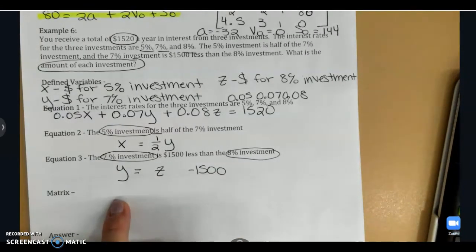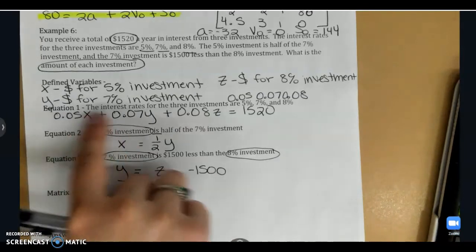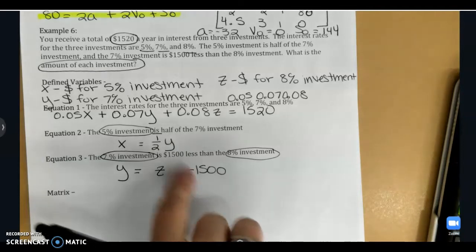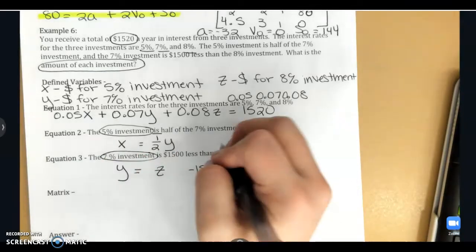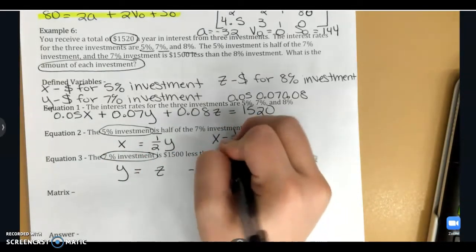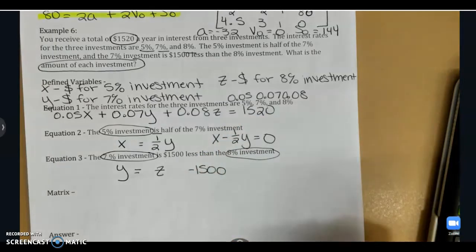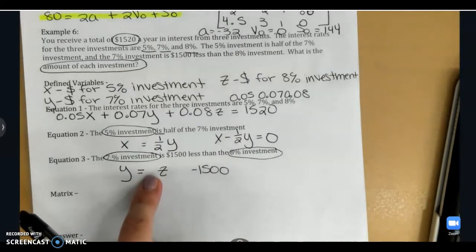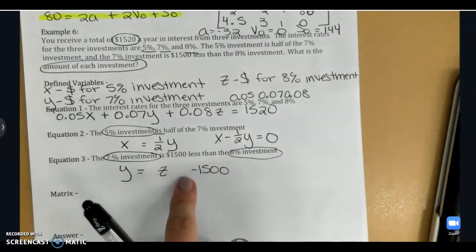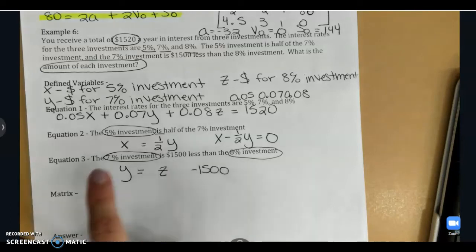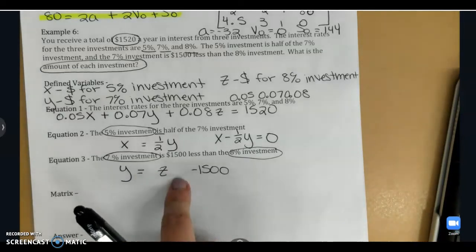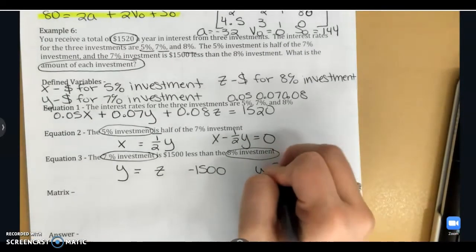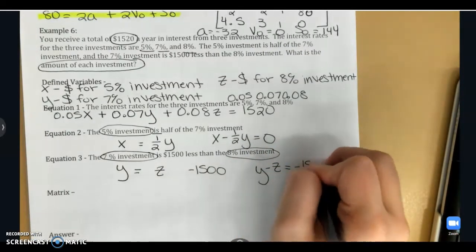Okay, so here are my 3 equations, and if I'm going to use a matrix to solve these, remember I need my equations in standard form. So our equation 1 is already in standard form, but let's rewrite these 2. I'm just going to move that 1/2 y to the other side, and that's going to leave me with 0. So everything on the left, constants on the right. This next one, I'll just move z over so my constants are on the right. So y minus z equals negative 1,500.